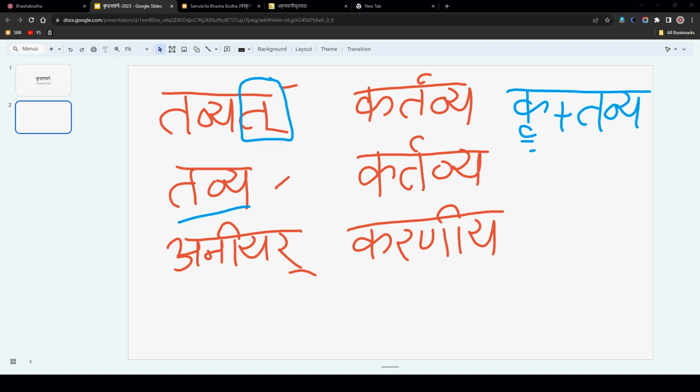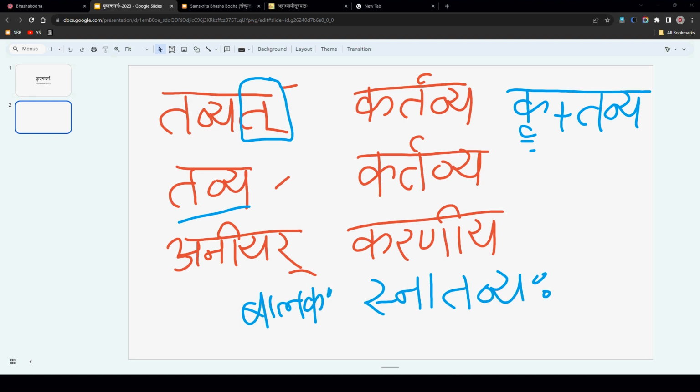So some more examples. One more important thing is that we saw a couple of examples right here. One is Snatavya. Saha Snatavyaha or Balakaha Snatavyaha Maya. What is the prayoga here? You can understand, right? Snatavyaha. Balakaha Snatavyaha Maya. Is it a Karmani prayoga or Kartari prayoga?